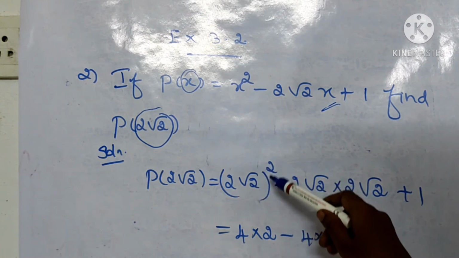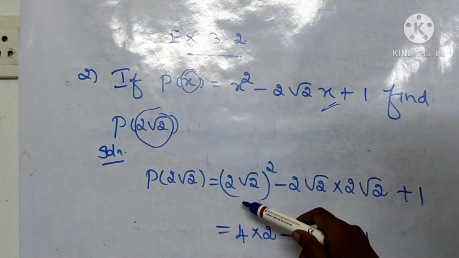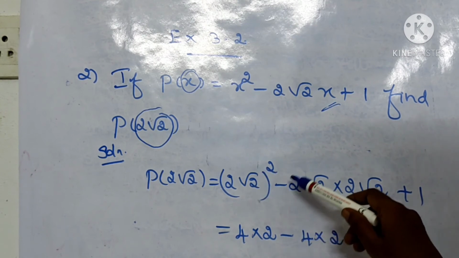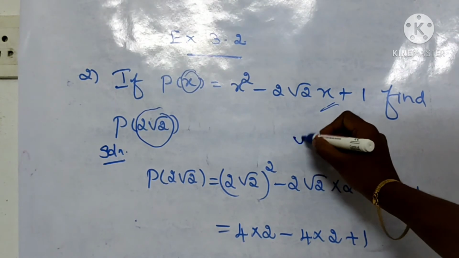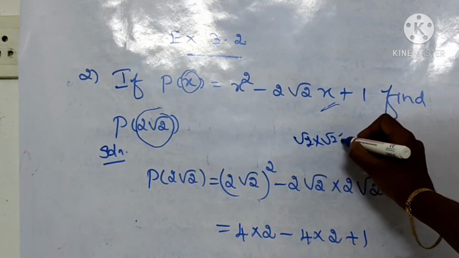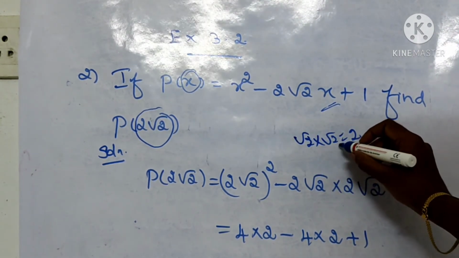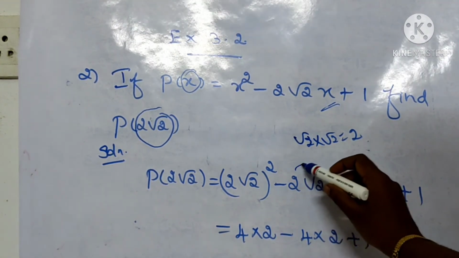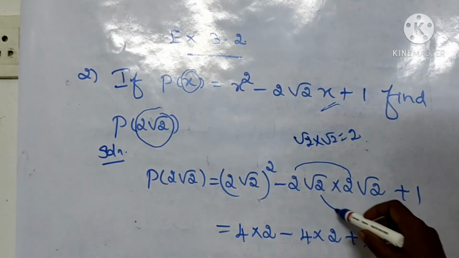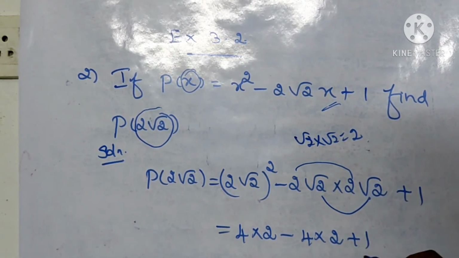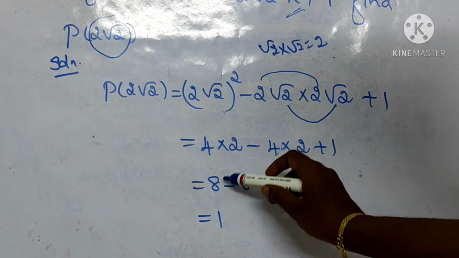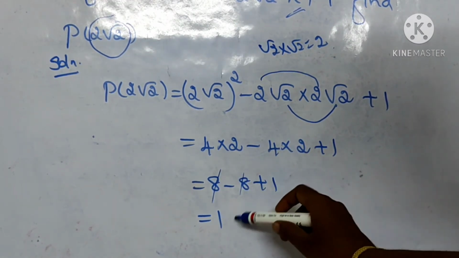Now 2 root 2 the whole square, what's the value? 2 square is 4. Root 2 into root 2 is 2. So 4 into 2 minus, here also 2 2s are 4, root 2 into root 2 is 2, plus 1. Now 4 2s value is 8 and 4 2s are 8, plus 1. 8 minus 8 is 0. 0 plus 1 we get 1.